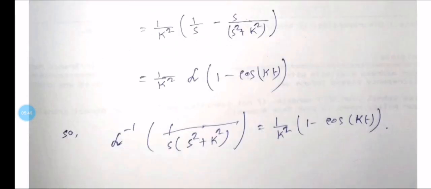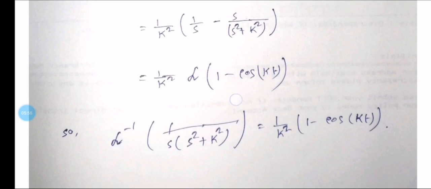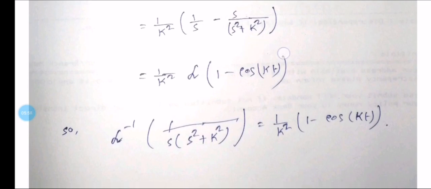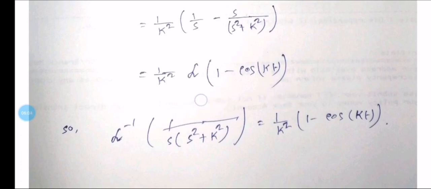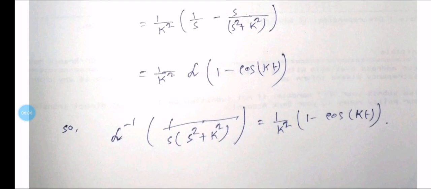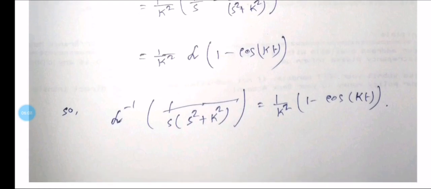So we know that this is a Laplace transformation of 1, because 1 by s is the Laplace transformation of 1, and s by s square plus k square is the Laplace transformation of cos kt. So we can write it totally as L of this. The L on the right will come to the left side as inverse, so we will get finally 1 by k square into 1 minus cos kt.